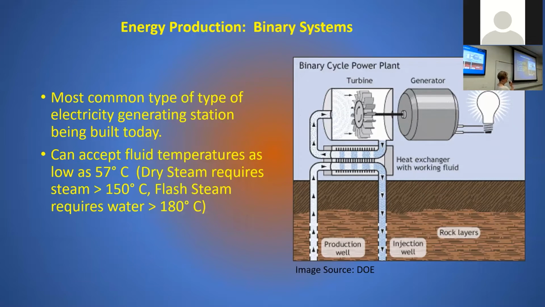Now, binary systems. These are the most common type being installed today. Okay, to run a steam system, you need 150 C water. Flash steam, 180 C. But what if you can take the warm water coming out of the ground, and you have this closed loop system, and you have some heat transfer to some other liquid that has a lower flash point. The different kinds of organic materials have lower flash points. You've seen that. Nice organic stuff, you can smell it, it vaporizes much earlier. So what you do is you run your turbine with this lower temperature, lower flash point material.